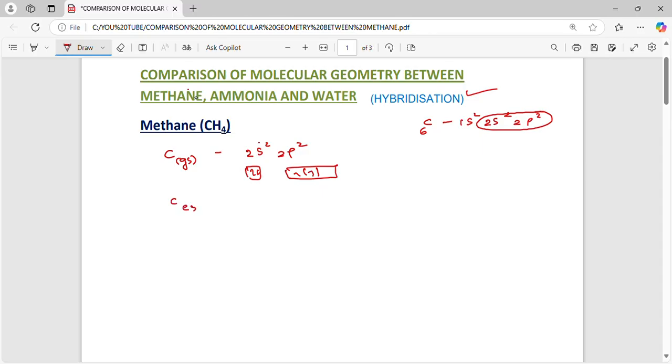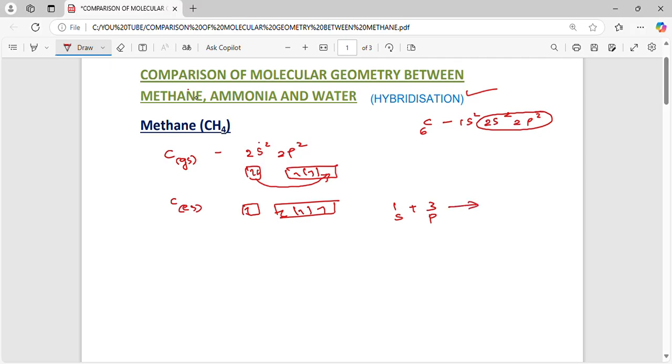The next step is to write the electronic configuration in the excited state, so that one electron from 2s moves into 2p. It makes the configuration 2s1, 2p3. This is how we represent it. Now there are 4 atomic orbitals present in the valence shell: 1 s orbital and 3 p orbitals.